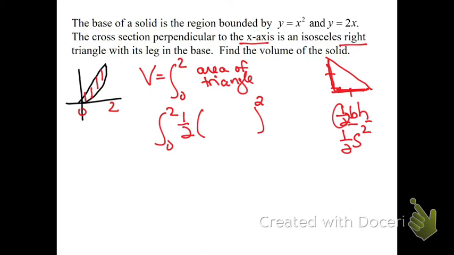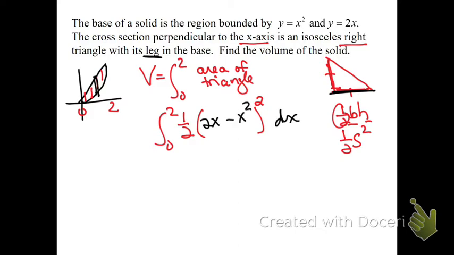And now we have to figure out what that base is. Well, it says that the leg is sitting in the base. This is the leg, and that's what's sitting from here to here. So from here to here, what is that length? It's just top curve minus bottom curve, 2x minus x squared.